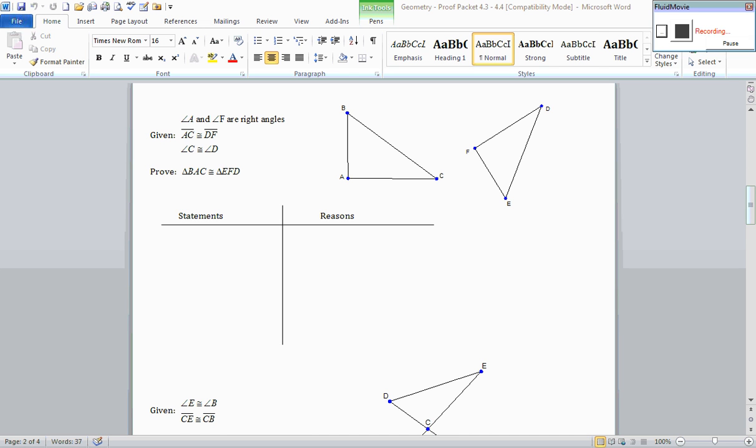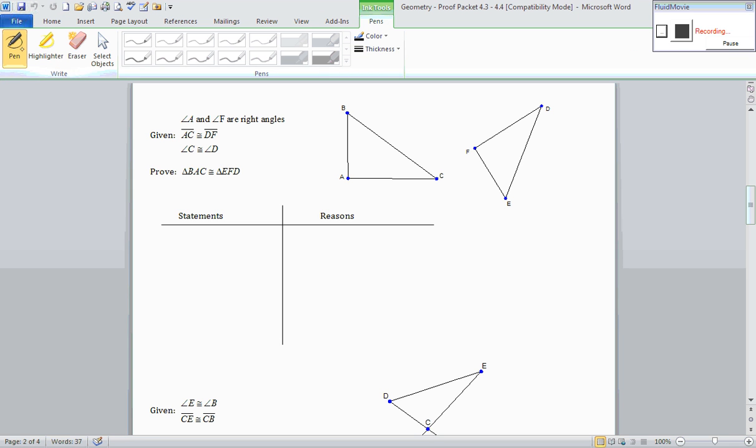Okay, to complete the third proof on the proof packet, what we have to do is take a look at what we're trying to prove. We're trying to prove that these two triangles are congruent. So we know that the final reason is going to be side, side, side, side, angle, side, angle, angle side, or angle, angle, side.